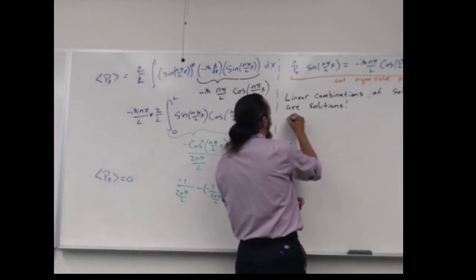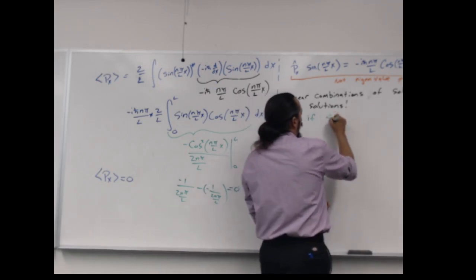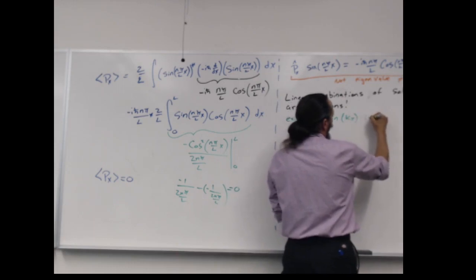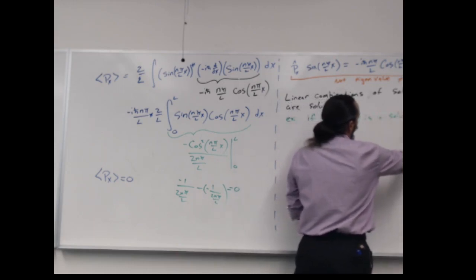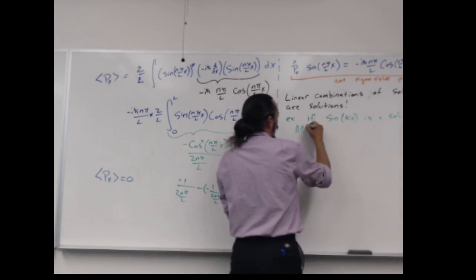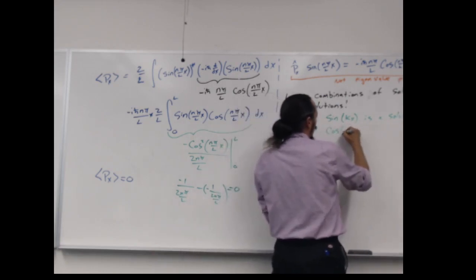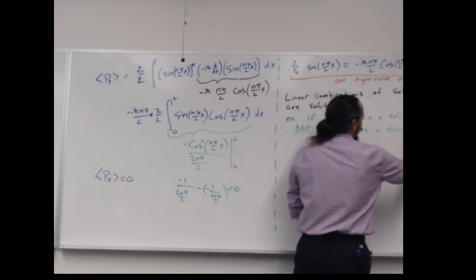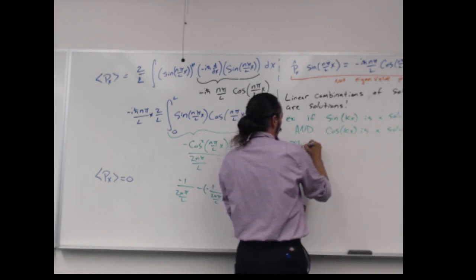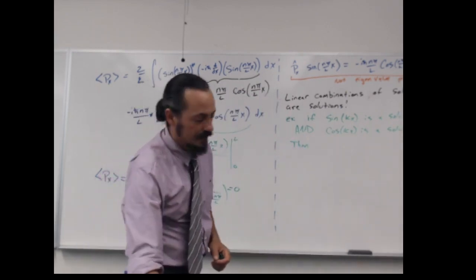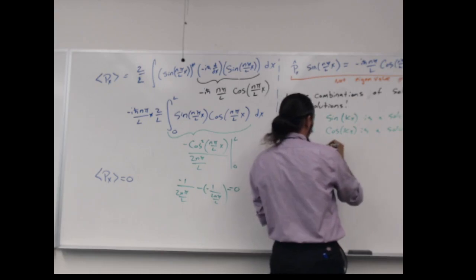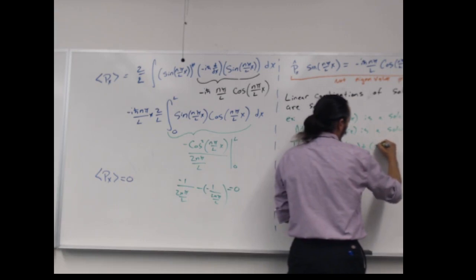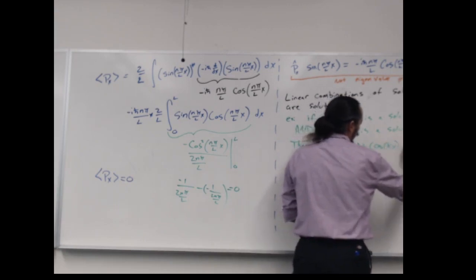So as an example, if sine kx is a solution, and cosine kx is a solution, then a combination of sine kx plus cosine kx is a solution.